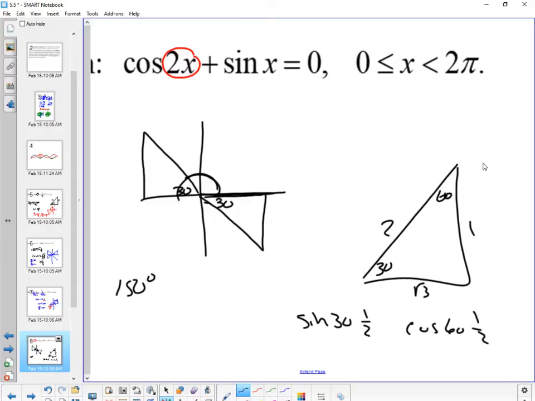150, 330. But it would repeat, right? Because isn't that complementary? Isn't that 180 between them? Is it 180 between them? I was trying to think of 150 plus 180, does that give me 330? Yeah, 150 plus 180, that's 330. So then that means that would be at 150, and then every pi and pi.